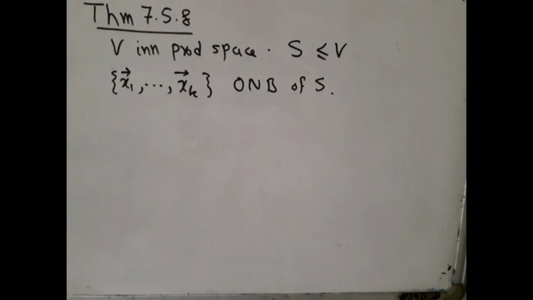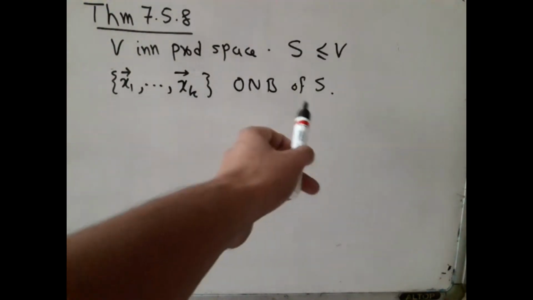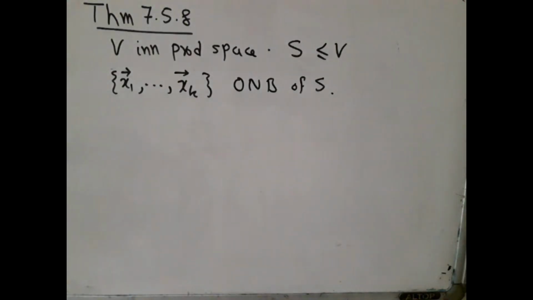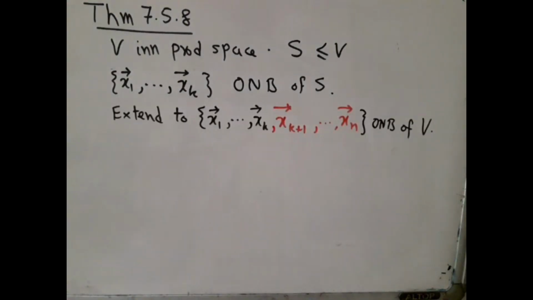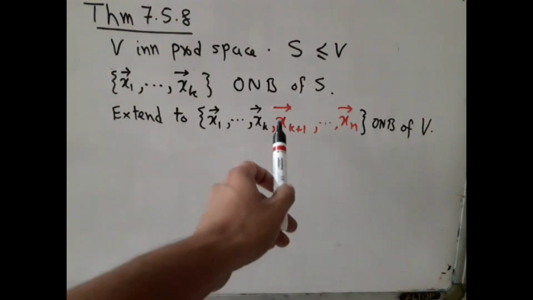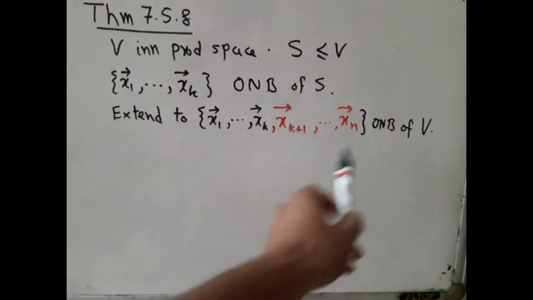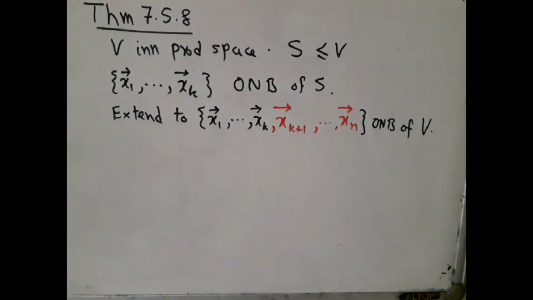Then I take some ONB x1 to xk of S. It can be just any orthonormal basis of S. Now I extend it to an orthonormal basis of V by appending xk plus 1 to xn, this red part. This was not given in the theorem as it is stated in the book, but this will make the theorem more useful.